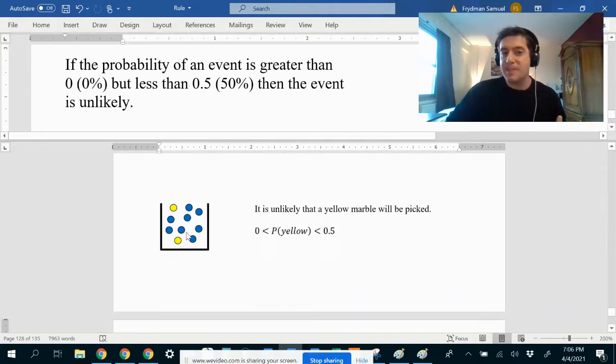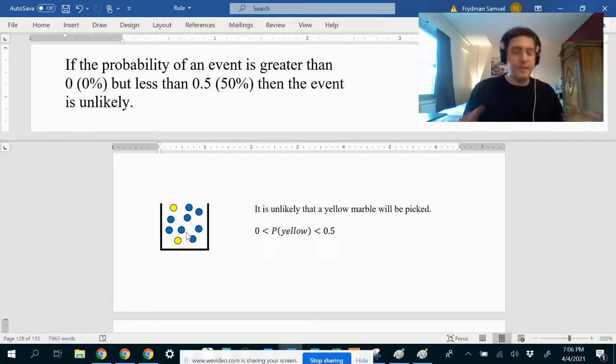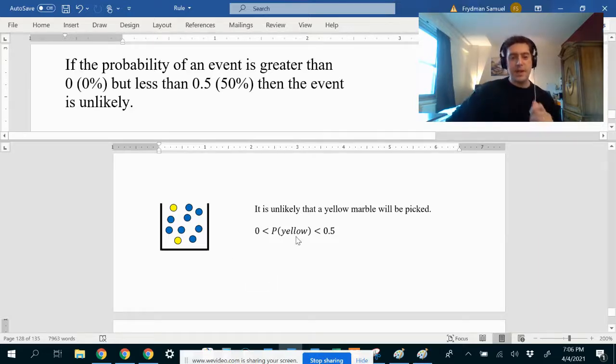So is it impossible for me to pick a yellow marble? No, I could pick a yellow marble. If I close my eyes, reach my hand into that box, I might get a yellow one, but it's still unlikely because there are few yellow marbles in that box. So we would say that it is unlikely that a yellow marble will be picked. The probability of picking a yellow marble in this case would be greater than 0. So it's not impossible, but it would still be less than 0.5.